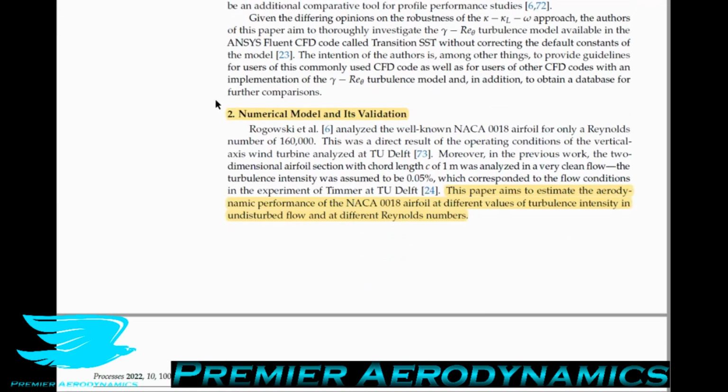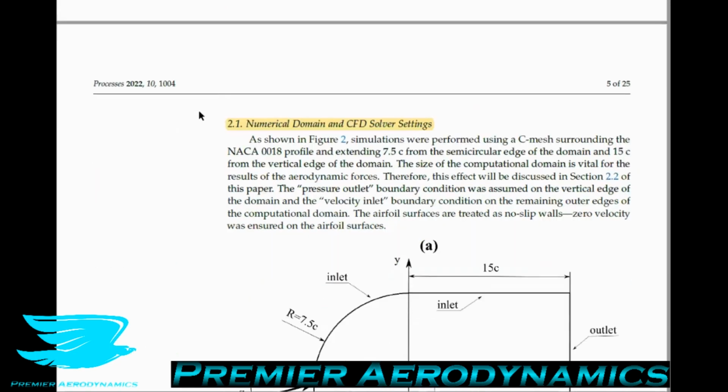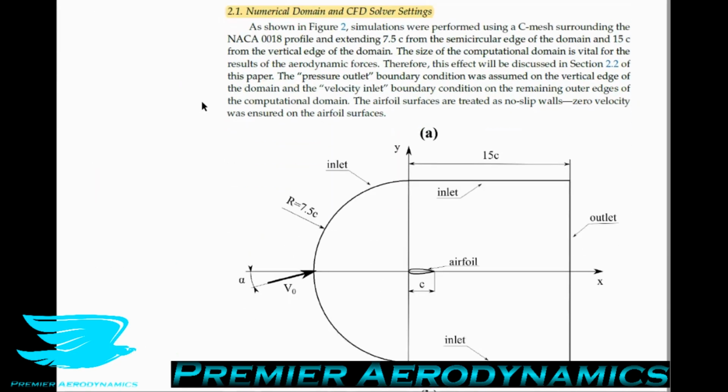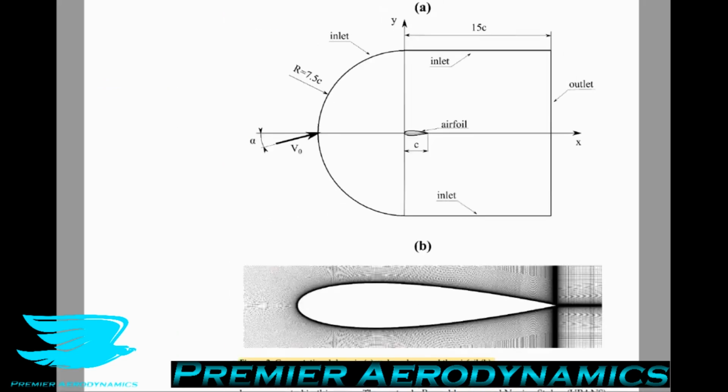So let's move on to the numerical model that they have and its validation. This paper aims to estimate the aerodynamic performance of the NACA 0018 airfoil at different values of turbulence intensity in undisturbed flow and at different Reynolds numbers. So first of all, they have the numerical domain and CFD solver settings. These are very important, obviously. Let me zoom out a little bit so you can see the entire picture.